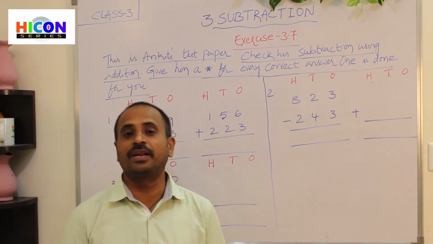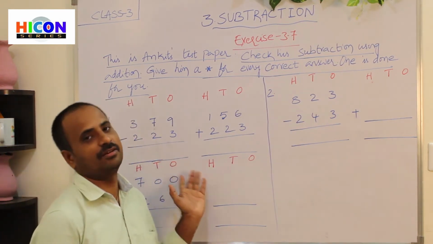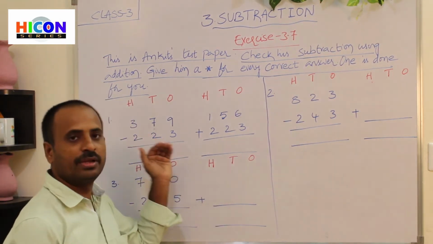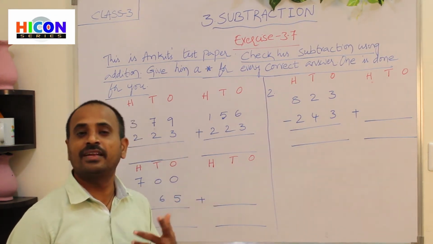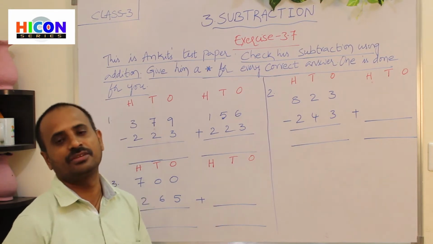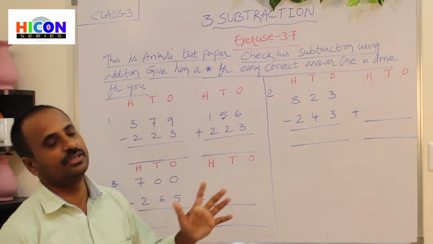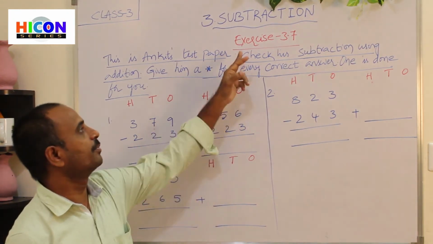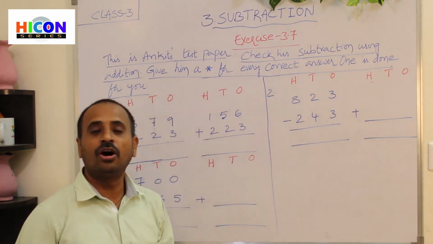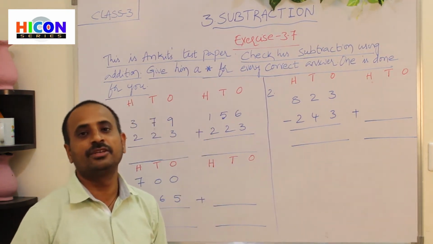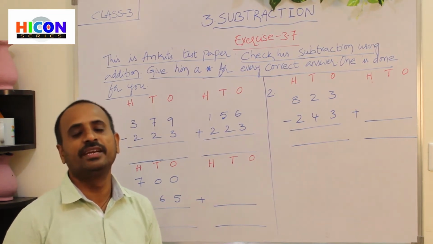We can check our subtraction by addition. That means we can check whether our answer is correct or not. If we subtract two numbers, we will get an answer, and we can verify whether the answer is correct or not by using a simple addition. So let us see an example for the checking of subtraction in exercise 3.7. We will practice some problems in exercise 3.7, how to verify our answer by using addition.